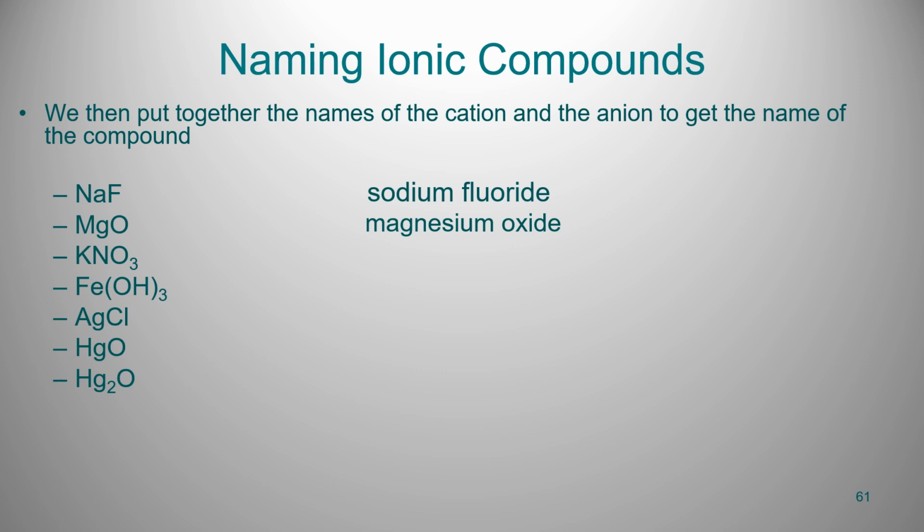But so far, we don't need Roman numerals because we don't need to know the charge of the positive ions, because they're in the first column or the second column. Now, same thing here on the third one, potassium. Potassium's in the first column, so we know we don't need a Roman numeral.